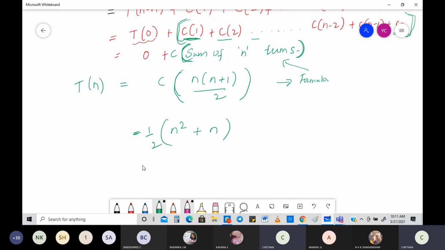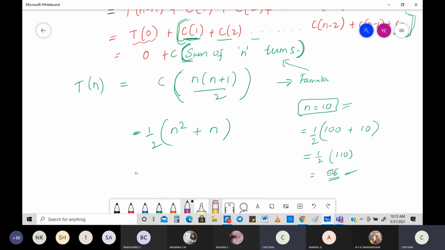Now I'll give an example. If the n value is equal to 10, what is this value based on? You get 100 plus 10, times 1 by 2. This will be 1 by 2 of 110, so this will become equal to 55, because with the sum of n terms, this is what we are going to get.